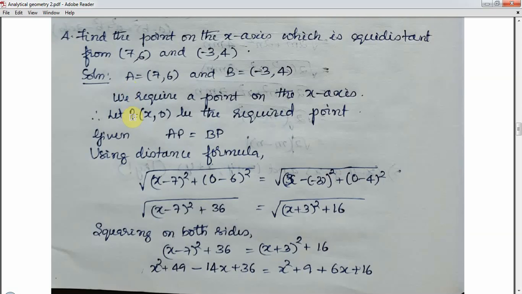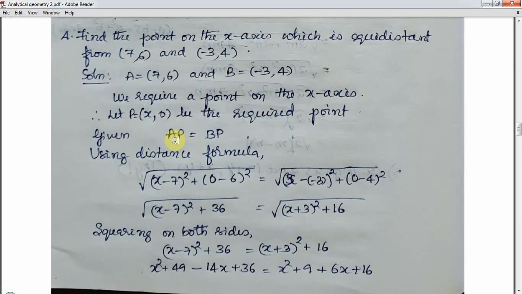Given that the distance of this point is the same from the 2 points, the first point is A, therefore AP will be the same as BP. P is the required point, and what is given to us is that the point is equidistant from these 2 points. If I call the points A, B and P, then the distance of P from A is the same as the distance from P to B. Therefore, AP will be the same as BP.